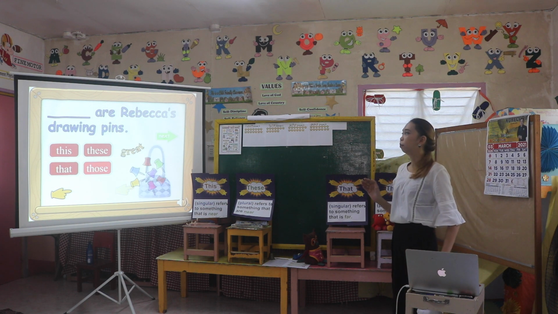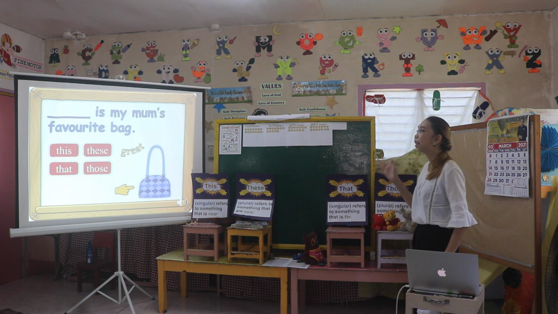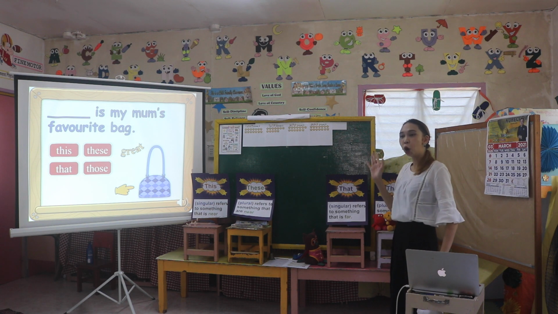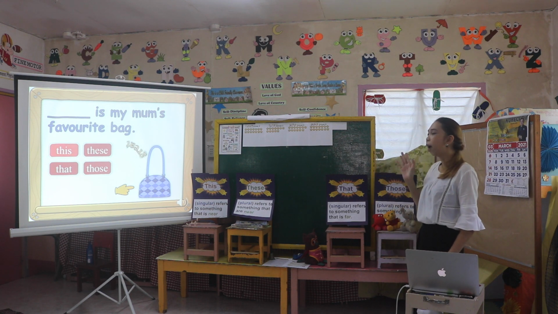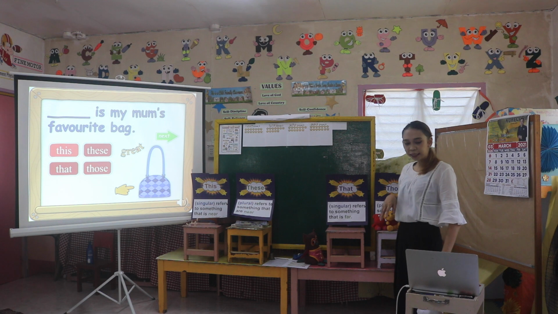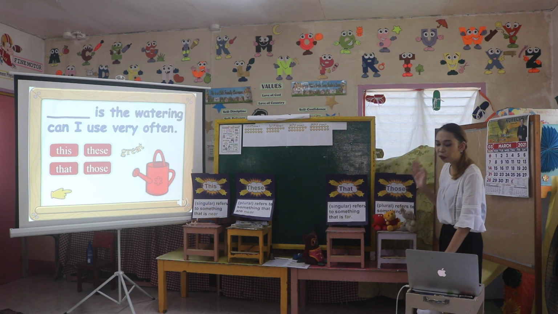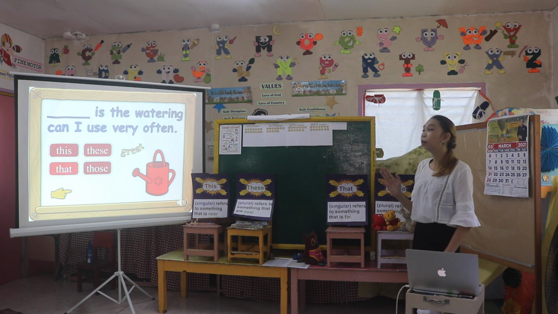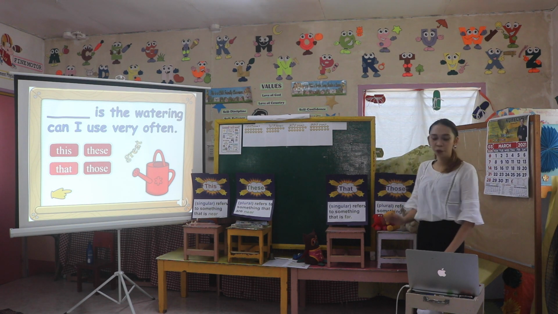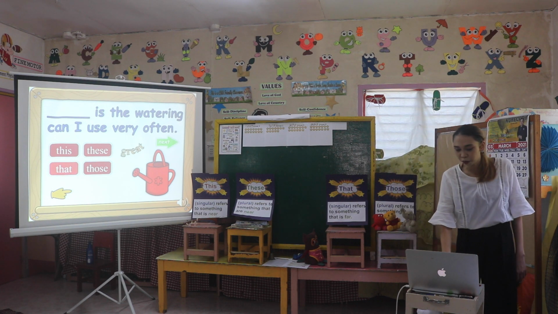Second sentence. Blank is my mom's favorite bag. Go. Correct, group two. Next. Blank is the watering can I use very often. Go. Correct, group three. So, good job, everybody.